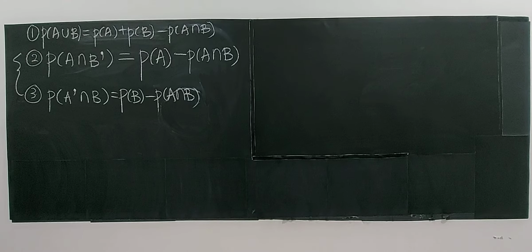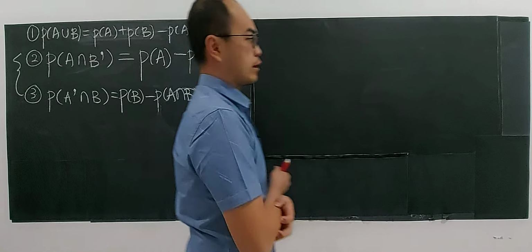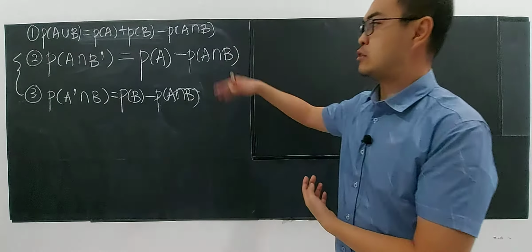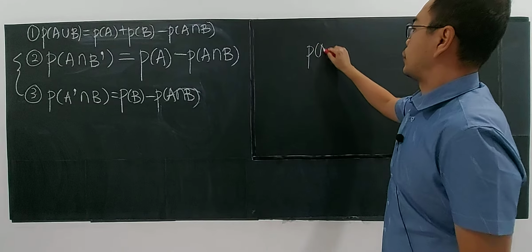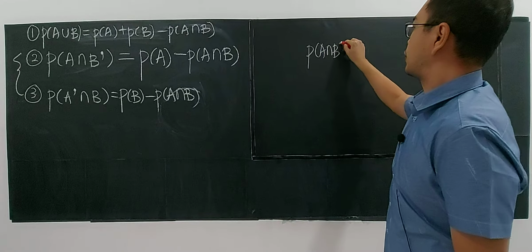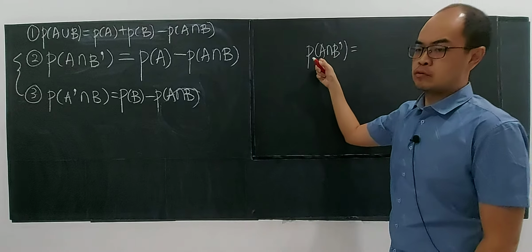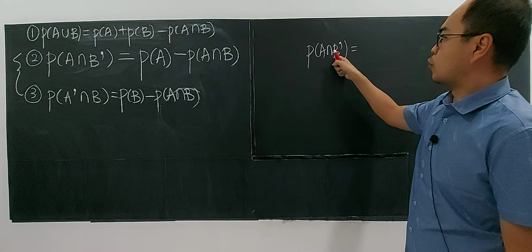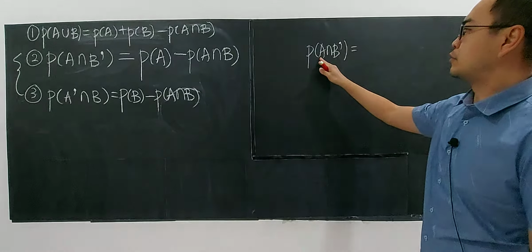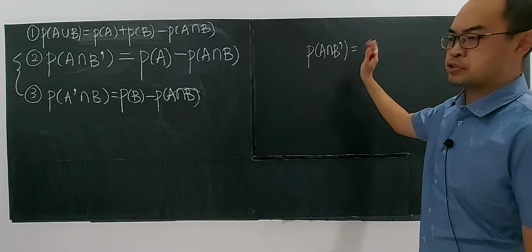Now I'm going to introduce you to another formula. I'm going to tell you how I memorize this formula. You try to listen. This is my way. So A prime, B prime. I'm going to talk about this way. This is the event A that doesn't want B. A doesn't want to share with B.